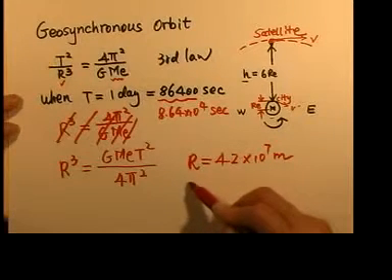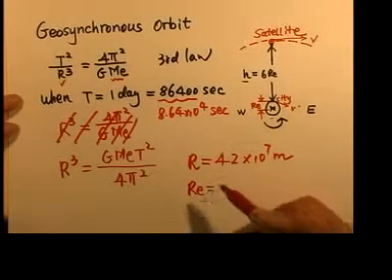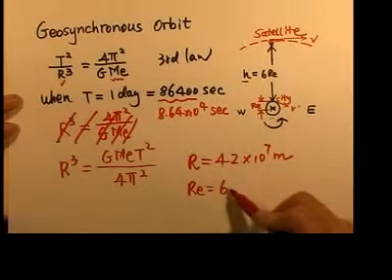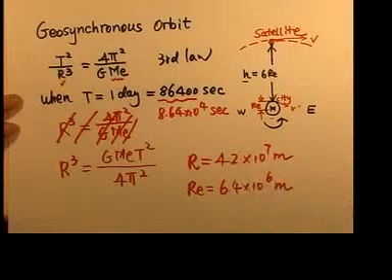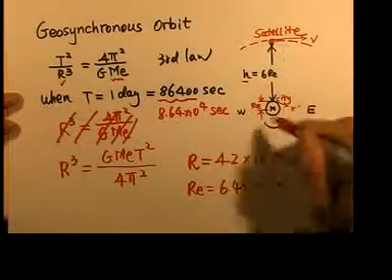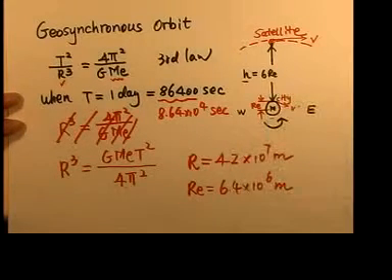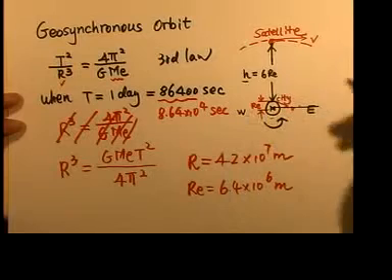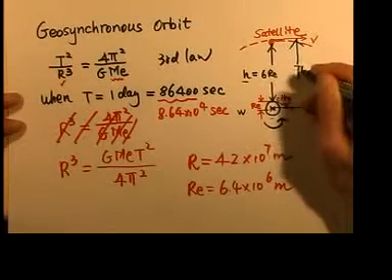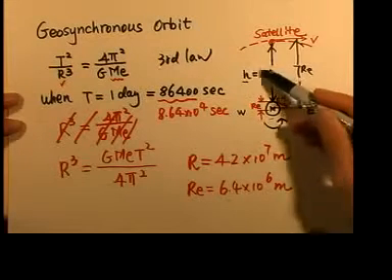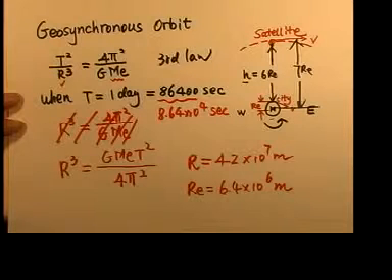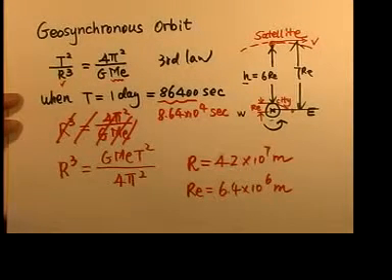Compared to the radius of the Earth, that is 6.4 times 10 to the 6 meters. Isn't that true? The ratio is close to 7. And if capital R is 7 RE, which is from the center of the Earth to the orbit, then after we subtract 1 RE, the height will become 6 RE. This is how high the satellite has to be in order to be in the geosynchronous orbit.